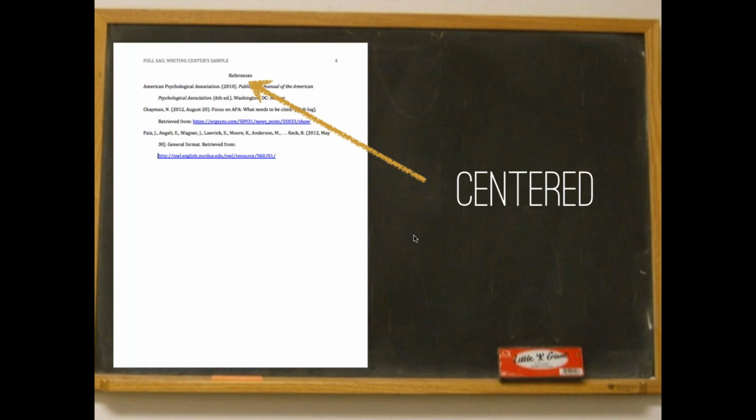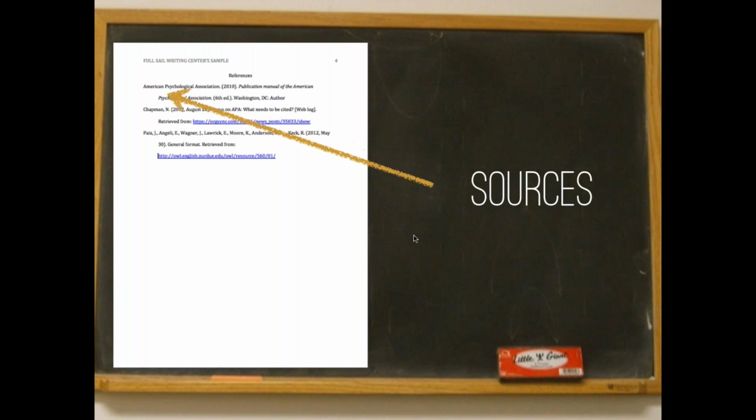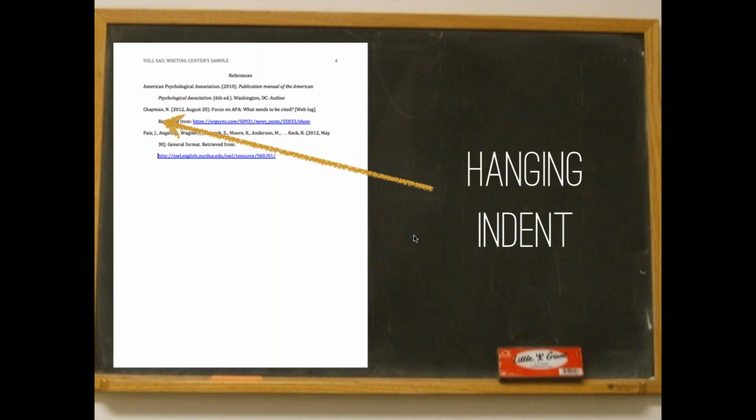References should be centered at the top of the page. Again, you don't need to bold, italicize, or underline this. Your sources should be listed alphabetically by author's last name, and if an author has more than one work, organized by date of publication. The reference list should be double-spaced with no extra spaces between sources, and every line after the first line of each entry should be indented.